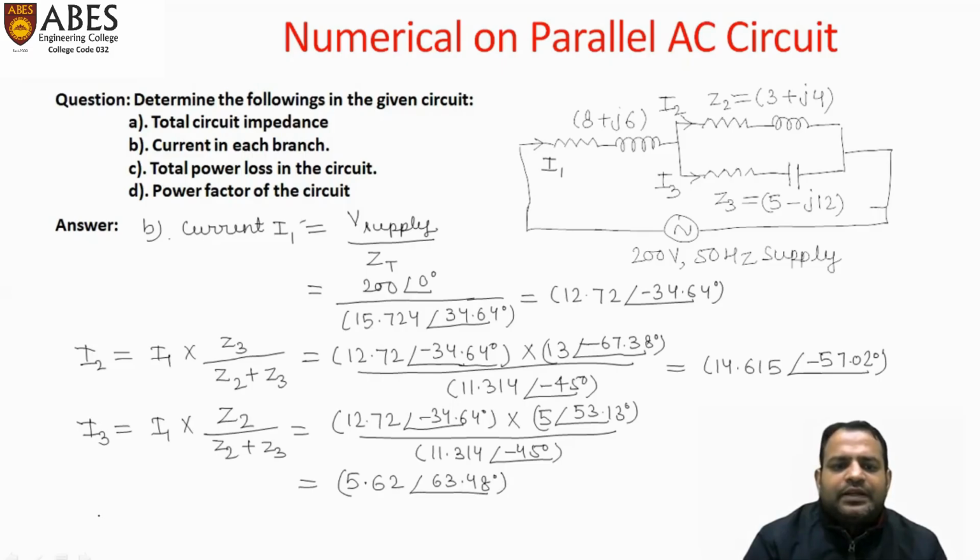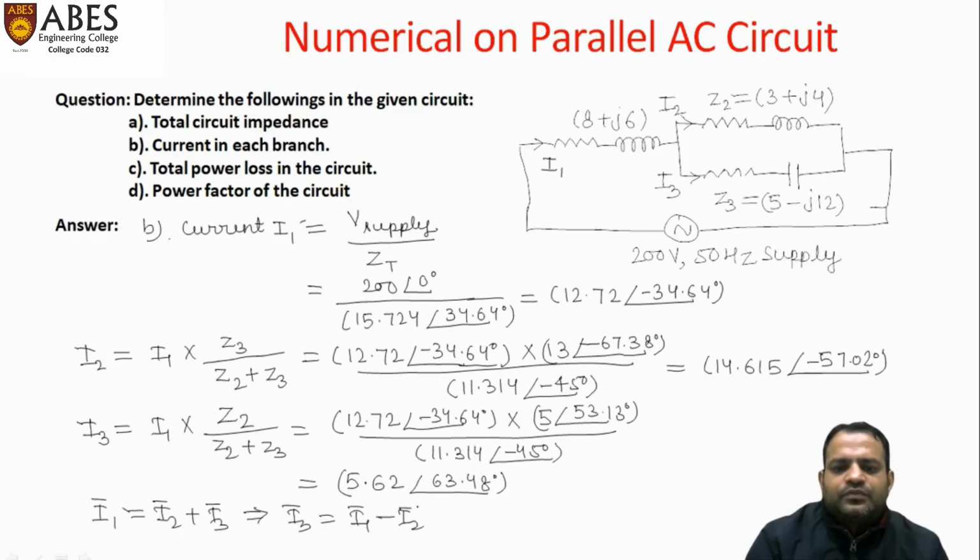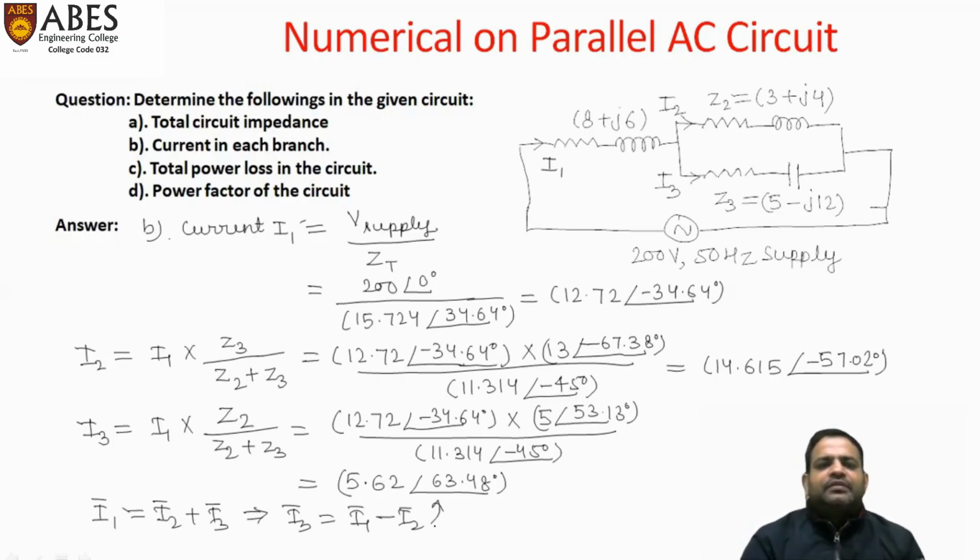We can also calculate I3 by using KCL. I1 is equal to I2 plus I3. And if we have already calculated I2, then I3 is equal to I1 minus I2. So we will get the same result. So in such a way, we find the current in each branch.